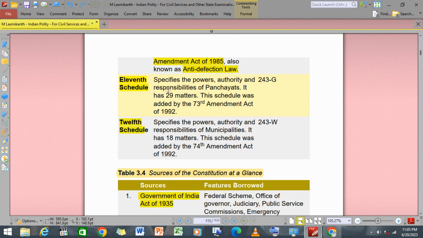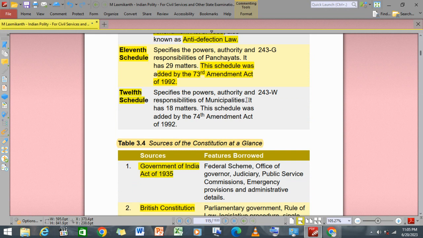And we have the 11th schedule, which contains the specific powers authorized to the panchayats, 29 matters, and this was added by the 73rd Constitution Amendment of 1992. Along with that, the 12th schedule for municipalities was also added by the 74th Constitution Amendment of 1992. It has 18 matters in hand, while the panchayat has 29 matters in hand. All right. So this was all about the schedules.